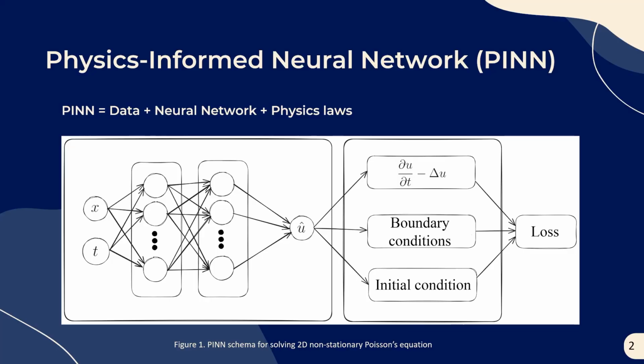Physics-informed neural networks, or PINNs for short, are feed-forward neural networks that incorporate the laws of physics expressed as differential equations directly into the training process. These neural networks have gained popularity in recent years.